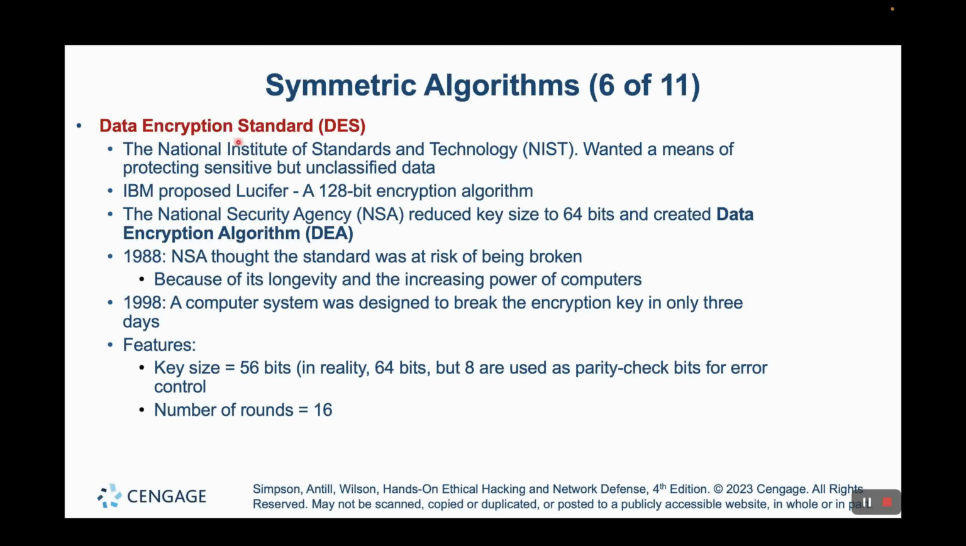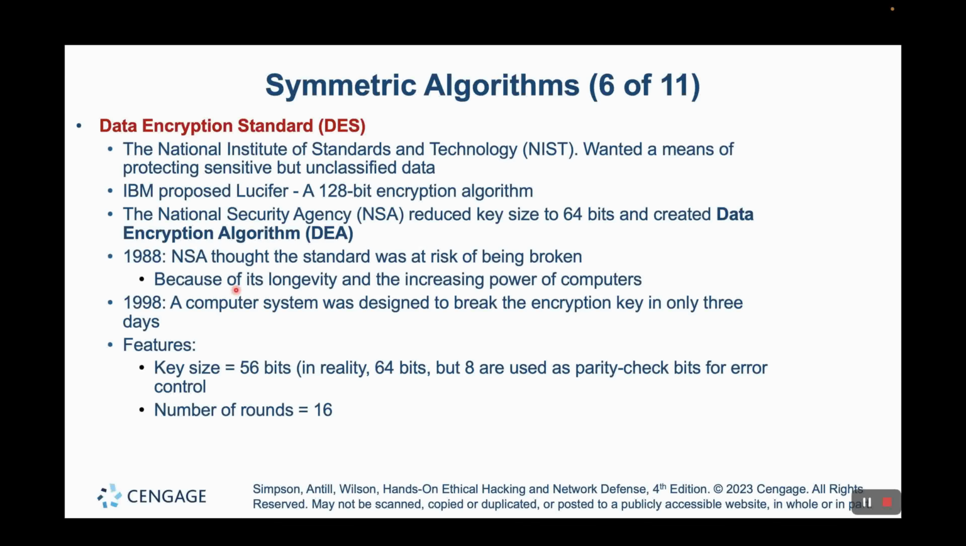Now let's talk about DES, which stands for Data Encryption Standard. The National Institute of Standards and Technology wanted a means of protecting sensitive but unclassified data. So they came up with this type of encryption. Then IBM proposed Lucifer, a 128-bit encryption algorithm. However, NSA reduced the key size to 64 bits and created the DEA.